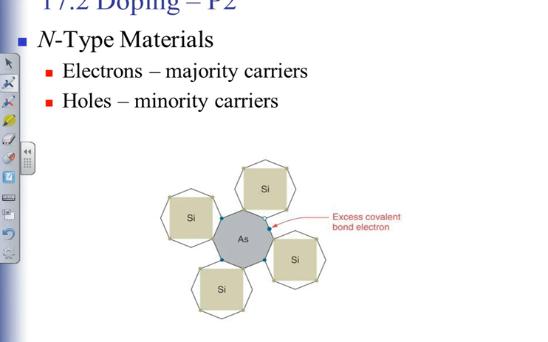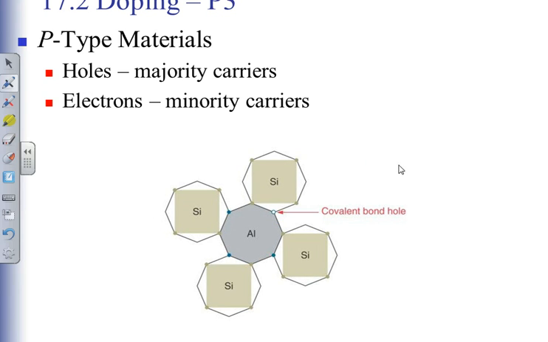So I dope my material, and this would be an N-type. I have N-type for negative, and P-type for positive. When I put in an N-type material, I get an excess electron, and that excess electron is what lets the charges move. I can have a P-type material, which would be aluminum, and in a P-type material I have an extra hole, which means I have a positive.